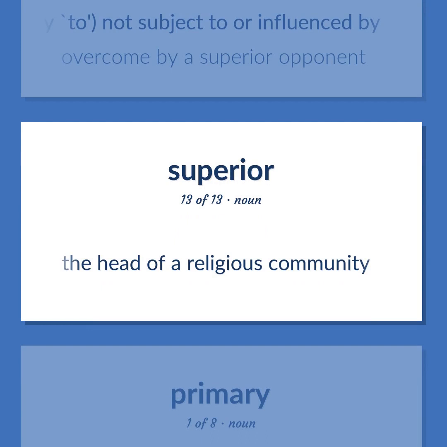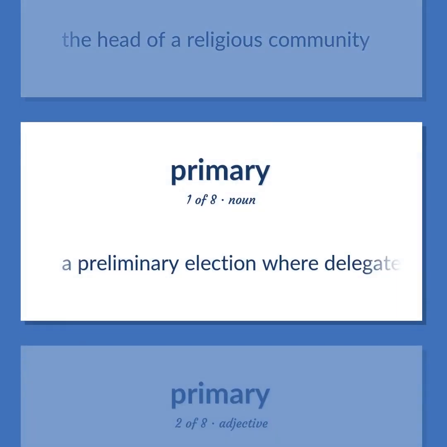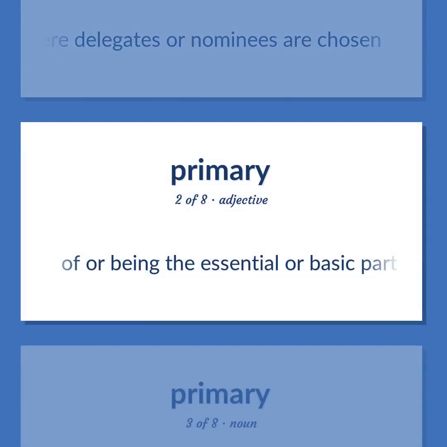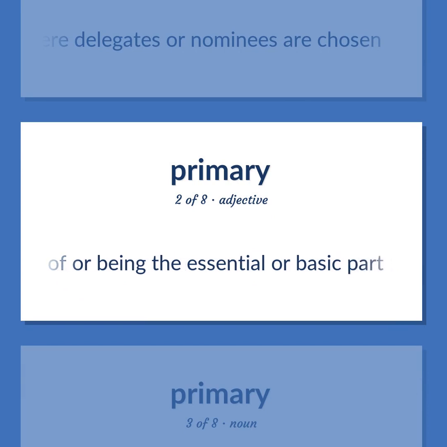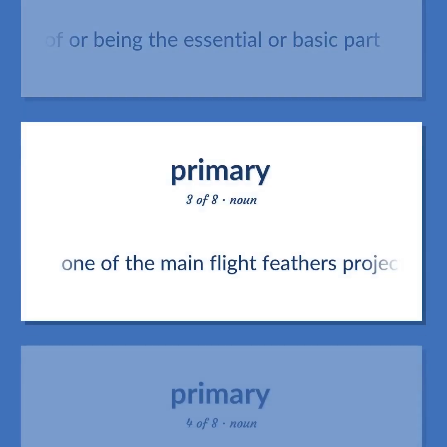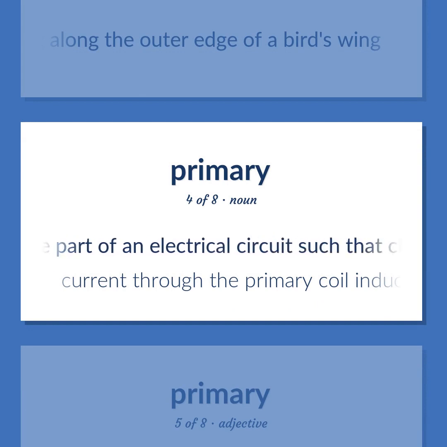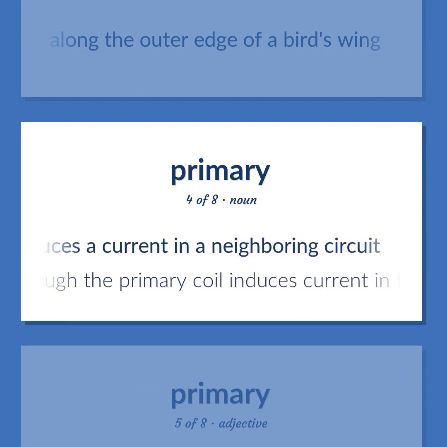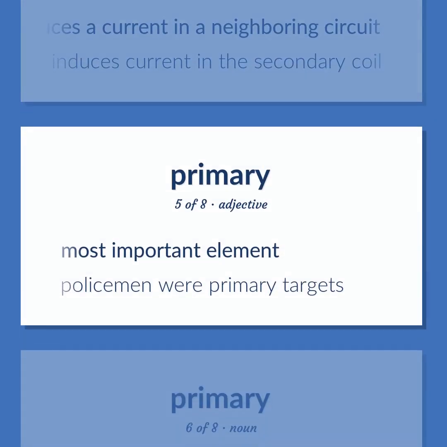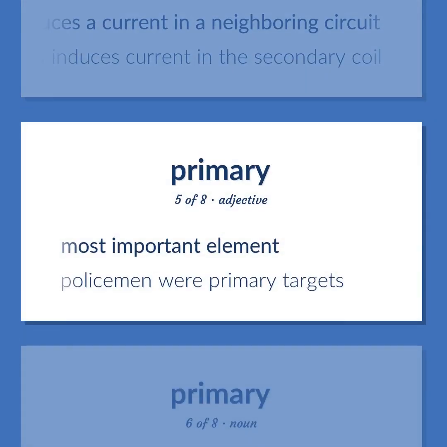The head of a religious community. A preliminary election where delegates or nominees are chosen. Of or being the essential or basic part. One of the main flight feathers projecting along the outer edge of a bird's wing. Coil forming the part of an electrical circuit such that changing current in it induces a current in a neighboring circuit. Current through the primary coil induces current in the secondary coil. Most important element. Policemen were primary targets.